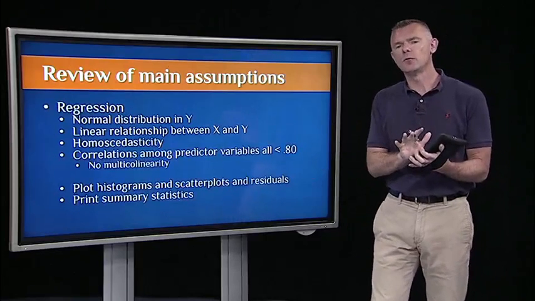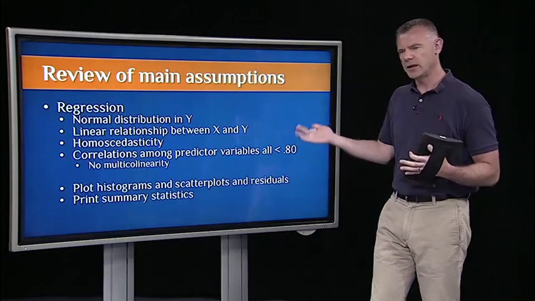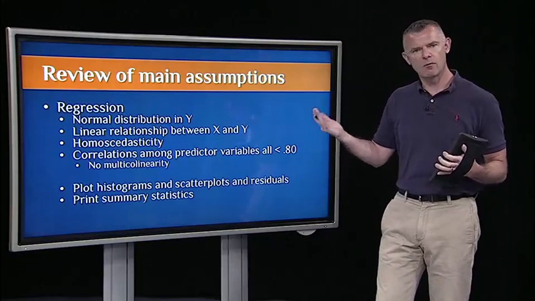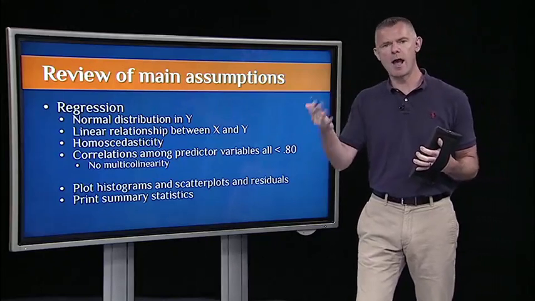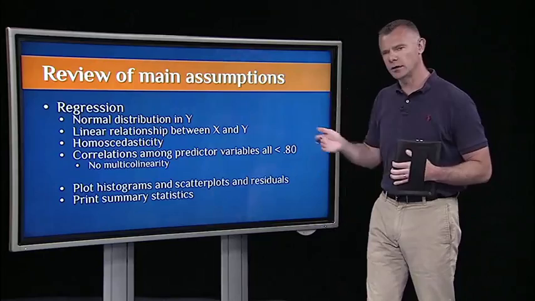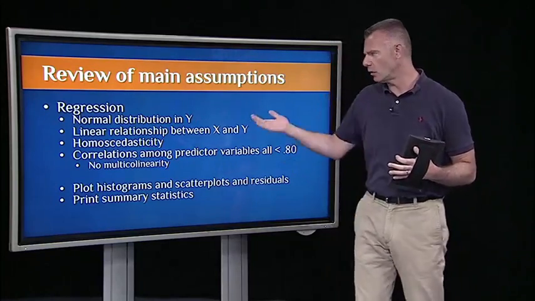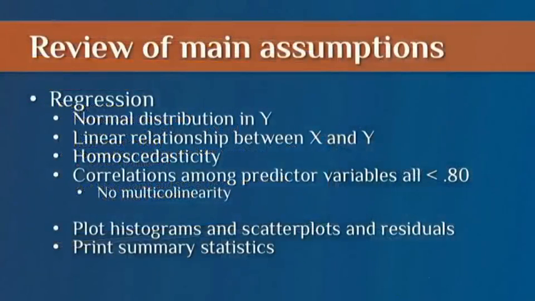We then moved from correlation to regression, right? Because if we have a correlation between two variables, X and Y, then I could use someone's score on X to predict their score on Y. So we moved from correlation to regression. A lot of the assumptions there stayed the same. So we're still assuming a normal distribution in the outcome variable Y. We are still assuming a linear relationship between X and Y.